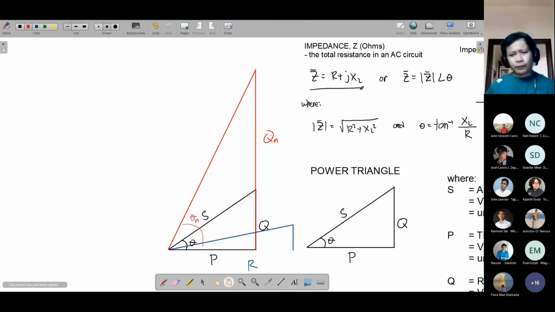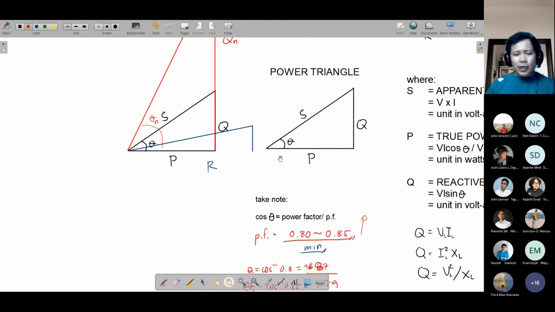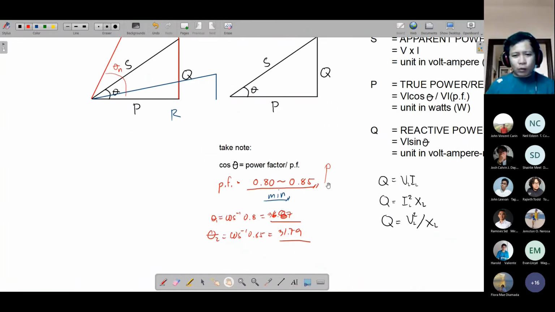So pwede ra di sir nga padaghanon nako ang Q, para bisag dako na kog konsumo, gamay ra kog bayranan? So dili na pwede. Now again, because as I've said, gibantayan gyud ni closely.